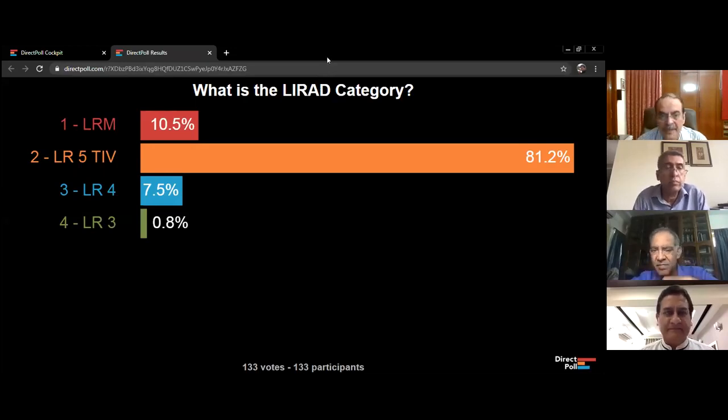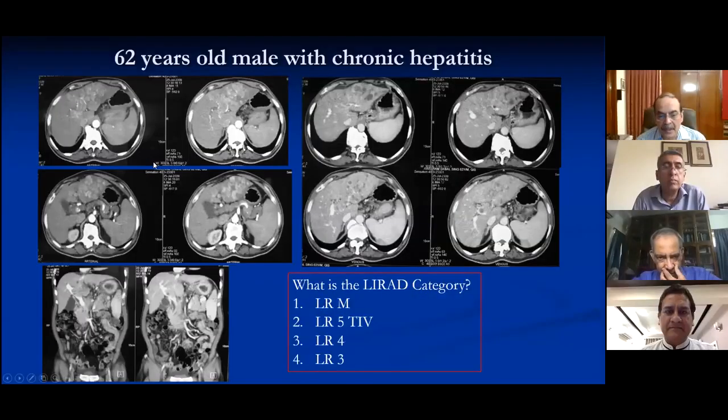And if I can go back to my screen for a moment, the reason this is LR5 TIV is, firstly, we can apply LI-RADS. It's not a trick question. You can apply LI-RADS because the patient has a condition which puts him at high risk for developing HCC. The lesion is in the left lobe, segments 2 and 3 of the liver, and shows non-rim arterial phase enhancement. And on the venous phase, it shows washout.